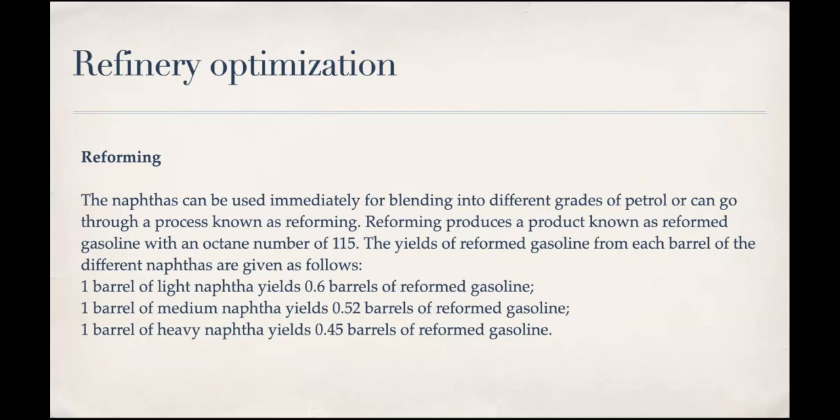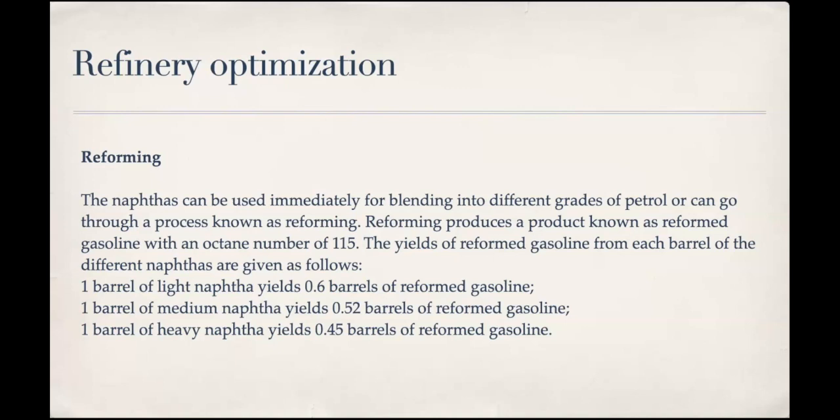The naphthas, encompassing light naphtha, medium naphtha, heavy naphtha, okay? The naphtha can be used immediately for blending into the different grades of petrol, or can go through a process known as reforming. What does it mean? Remember that from distillation, we have 3 naphthas, right? Light, medium, or heavy, right? And these naphthas can be sent to blending to the final product. Alternatively, you can send these naphthas to the reformer instead. Okay?